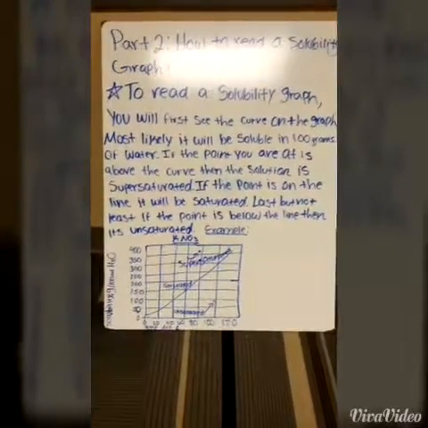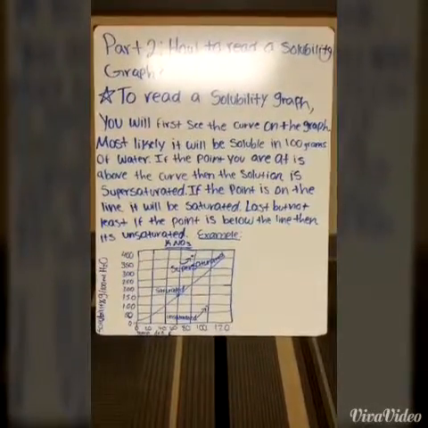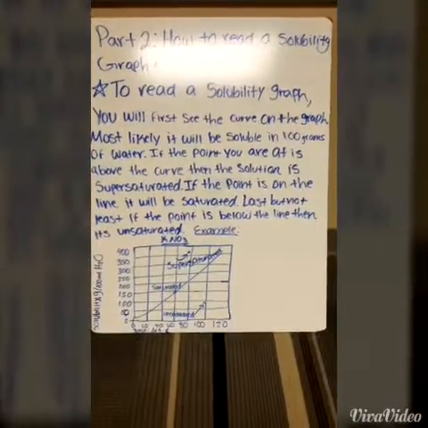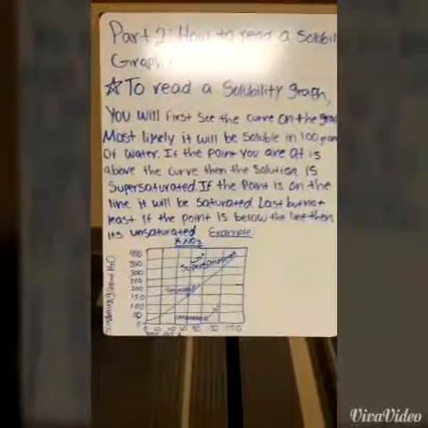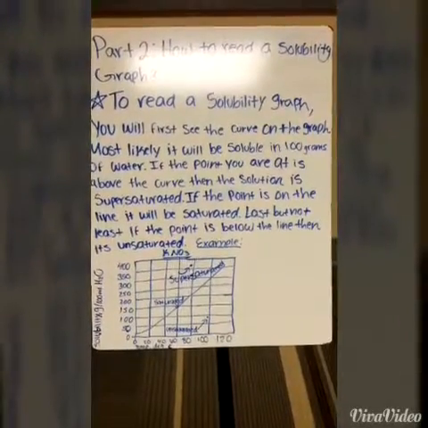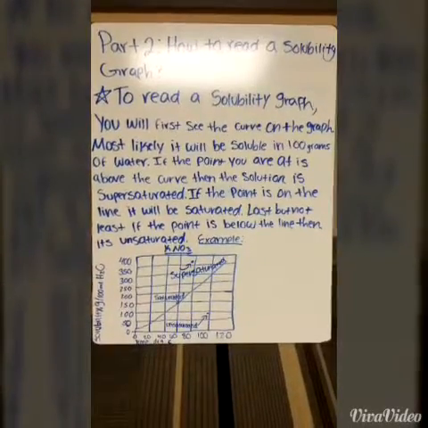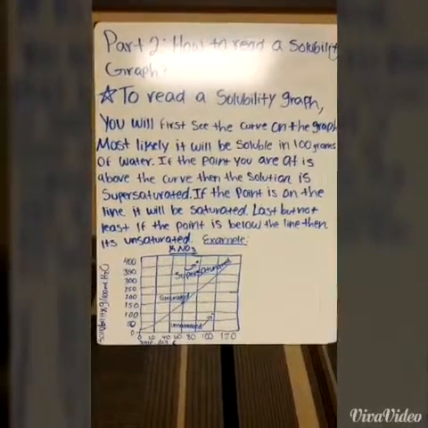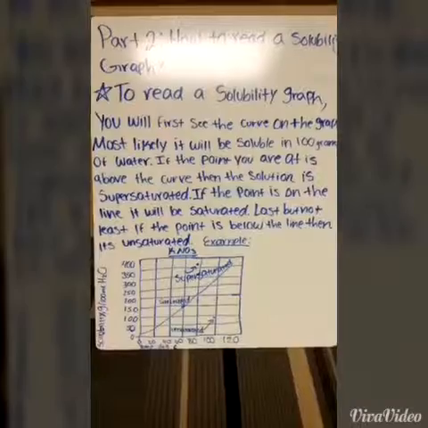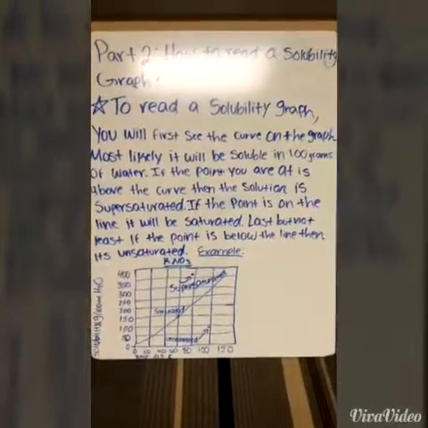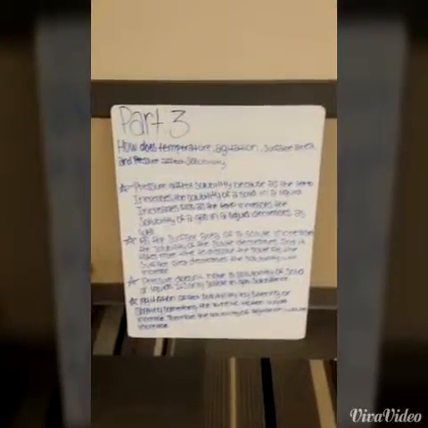An example is KNO3, the solubility graph, and on the bottom is temperature in degrees Celsius. So you start from 0, 50, 100, 150, 200, 250, 300, 350, 400, and on the bottom 0, 20, 40, 60, 80, 100, 120. So on the bottom you see it says unsaturated, on the line saturated, and on top supersaturated. This is part 3.